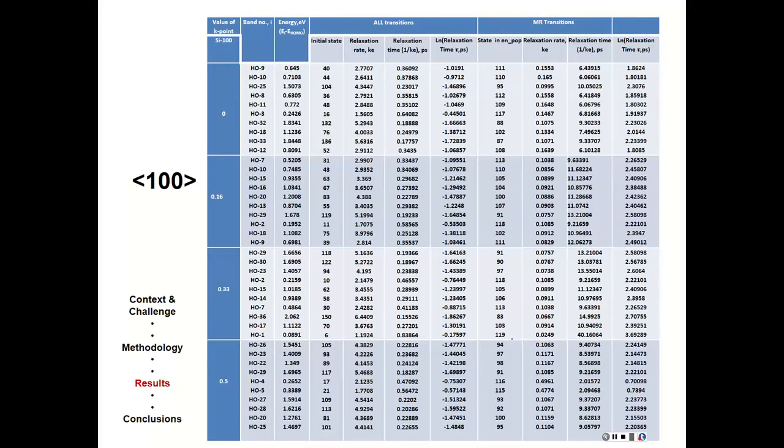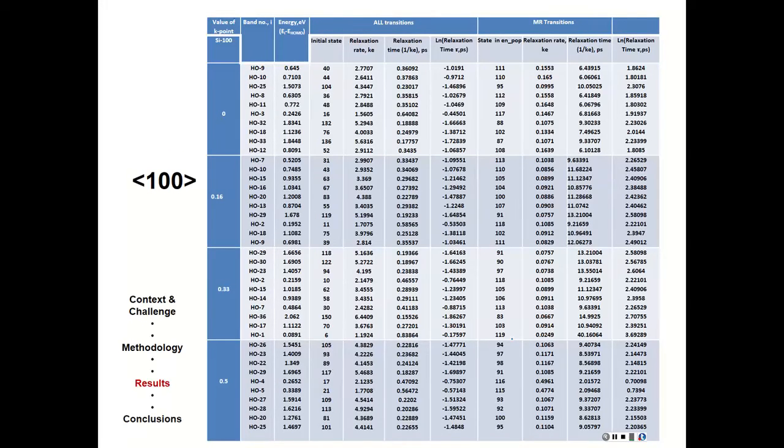I included them because I need to compare how rates behave when momentum is restricted and when all transitions, restricted plus non-restricted, are included. Are you going to visualize this table in some graphical form? Are you going to plot some data from this table? Yeah, these data are plotted.